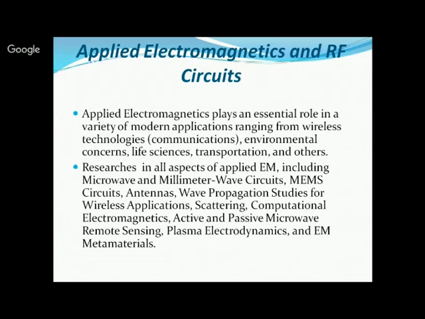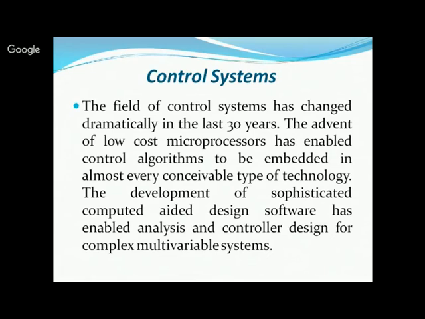Besides this, there are some other areas, that is applied electromagnetics and RF circuits. Applied electromagnetics also plays an important role in a variety of modern applications, ranging from wireless technologies and communication, and also in the life sciences and transportation and others. And in MEMS also we are using antennas and wave propagation, and also RF circuits and all.